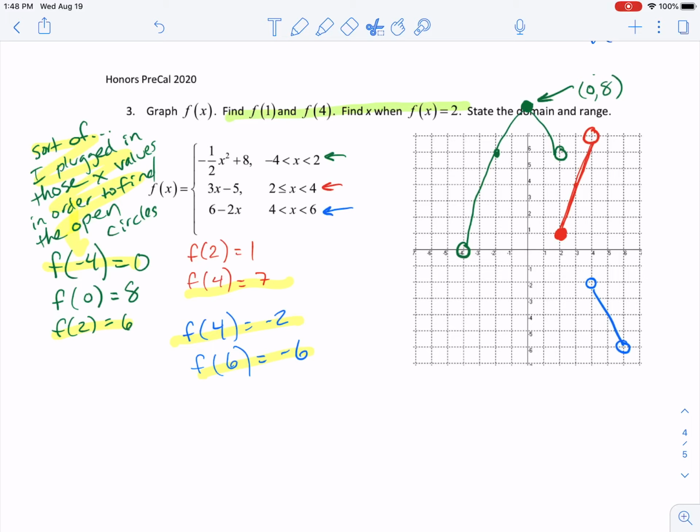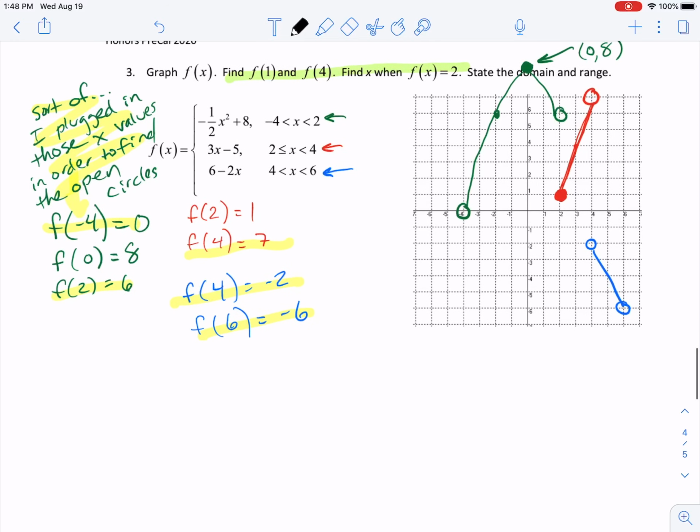So what's happening is that we've got all sorts of open circles. Like if you notice in here, it's going from -4 is less than x, which is less than 2. So my function is never going to actually be defined at -4. Okay, so we're going to have an open circle. So when I come over here and say, oh, f of -4 is equal to 0, that is a false statement. And so I don't like writing that.